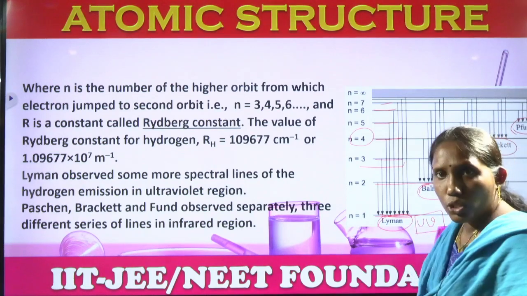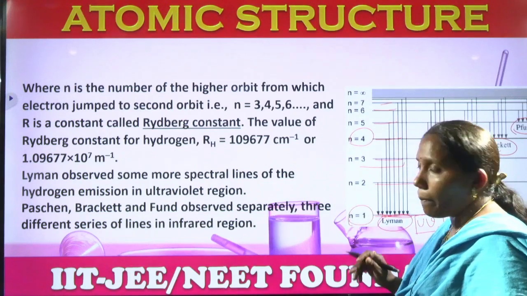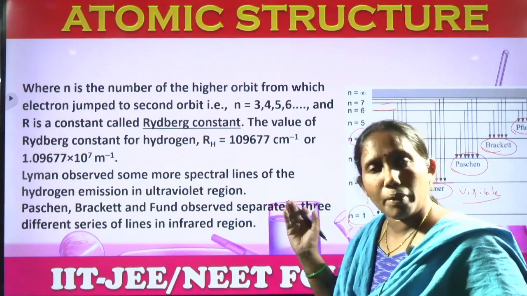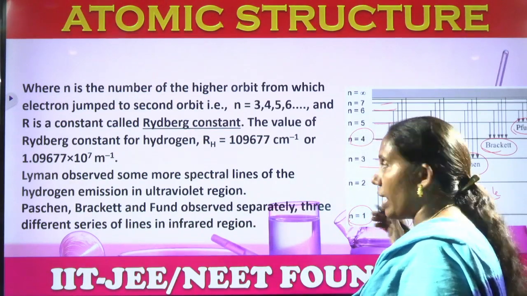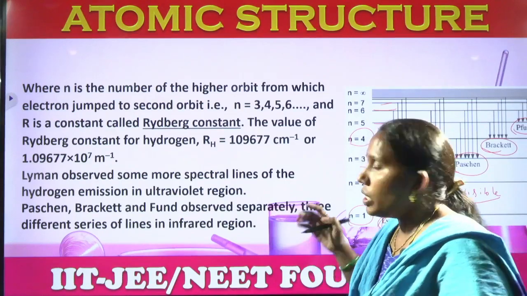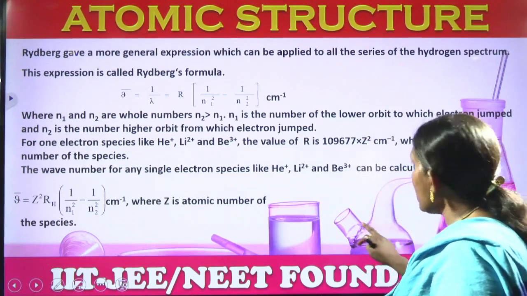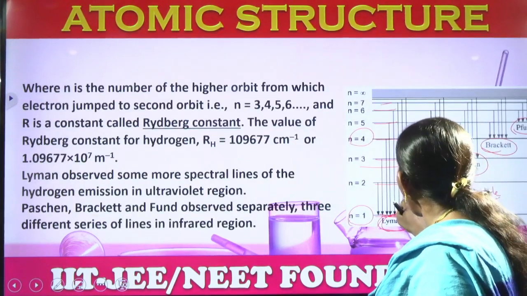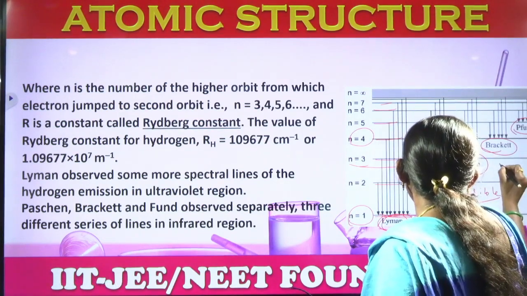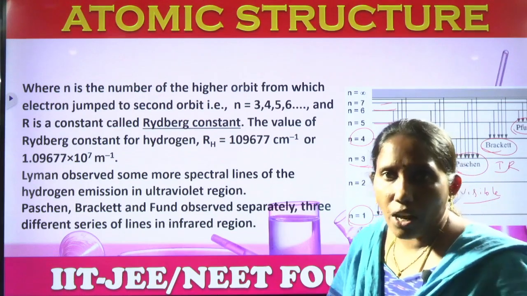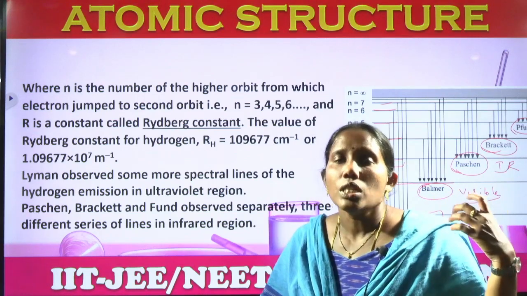Next one is Pfund. So see, when electrons are jumping from higher orbits to the first orbit, that series is called the Lyman series. Electrons jumping from higher orbits to the second orbit is called the Balmer series. So the Lyman series we can see in the UV region, the Balmer series we can observe in the visible region, and n equal to 3 Paschen, Brackett, Pfund we can see in IR, meaning infrared. That too, far infrared, near infrared and infrared regions, we can see those spectral lines.